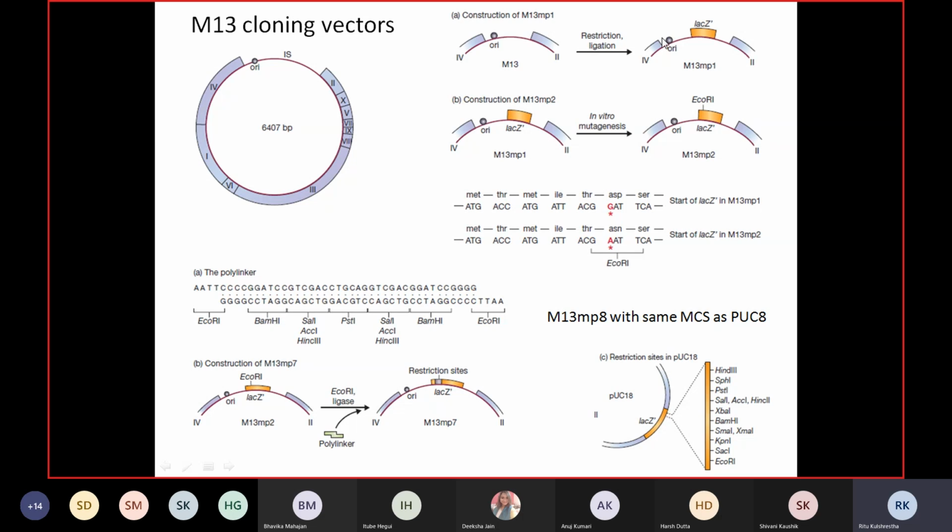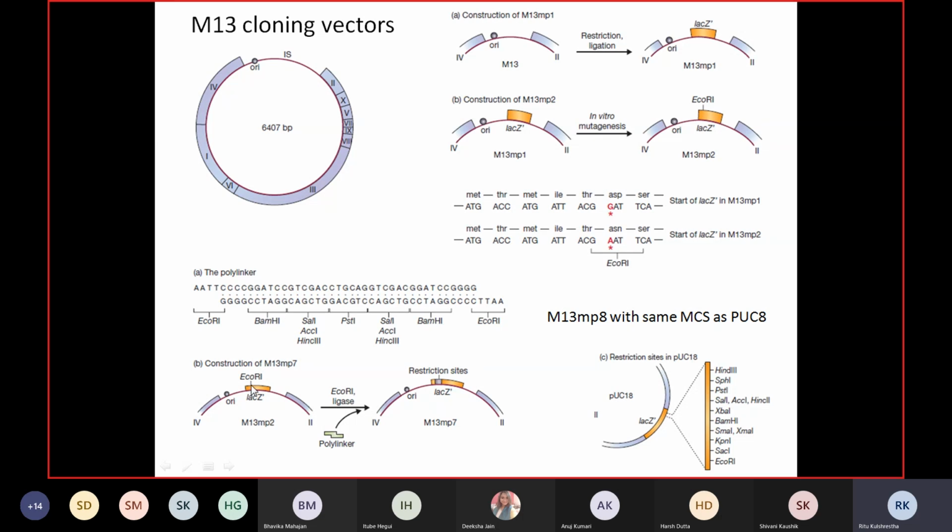So for M13 phage, a whole battery of cloning vectors have been developed, and I'll just briefly go through it. All of the cloning vectors obviously will have an ORI, because that is required for propagation. Then they introduce this LacZ gene here for screening purposes. Then within the LacZ gene, with a very smart technology, they introduced the EcoRI site. So this is the MP2 vector, this is the MP1 vector. See, as the improvements happen, the series number changes. Then I'll come to how they introduced the EcoRI site.